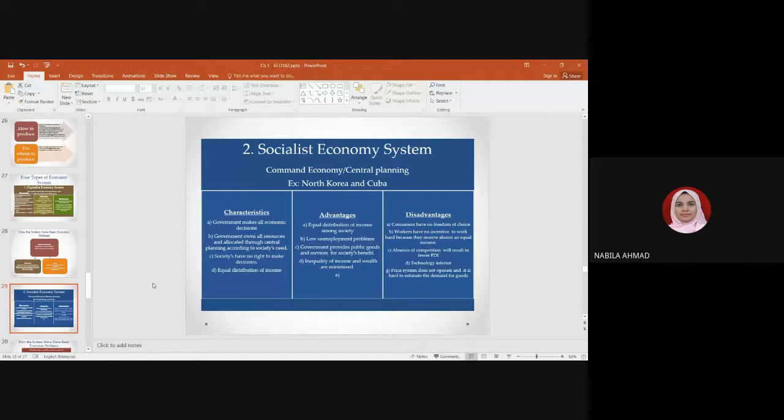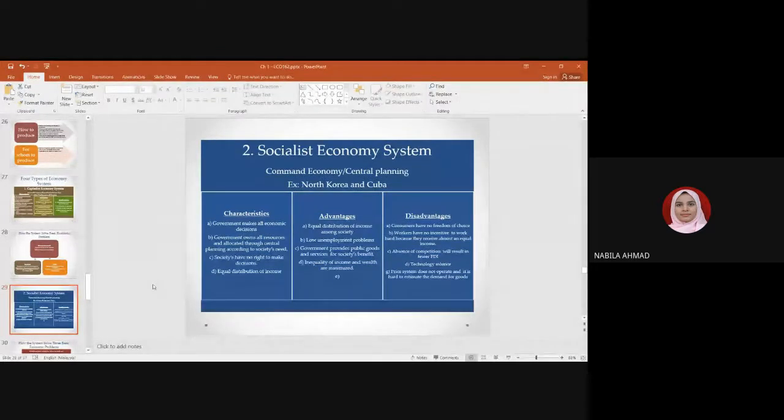Government own all resources and allocated it through central planning according to the society's need. And then society have no right to make decision. So society tak boleh buat apa-apa keputusan, hanya government sahaja yang buat. And it will be equal distribution of income. Pendapatan di dalam negara tersebut, pendapatan masyarakat ataupun orang ramai lebih kurang sama.